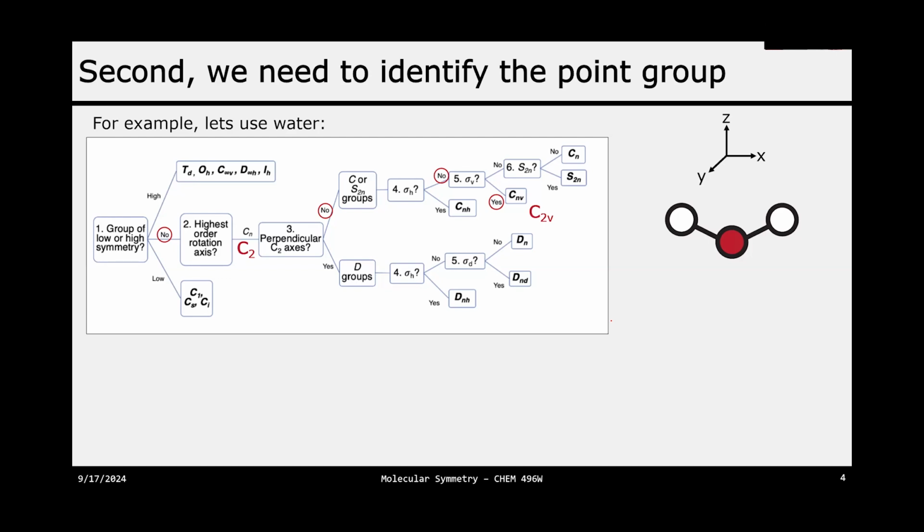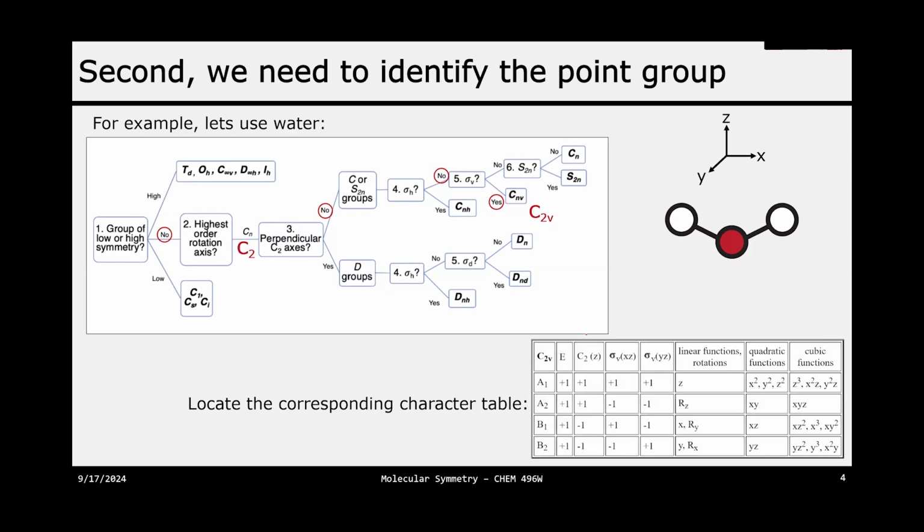Alrighty. Now that we have our point group, we want to identify the character table. So again, these are in textbooks. You can find them online, however you want to do it. But here's our C2V character table. We're going to use this for a lot of things for this set of problems.